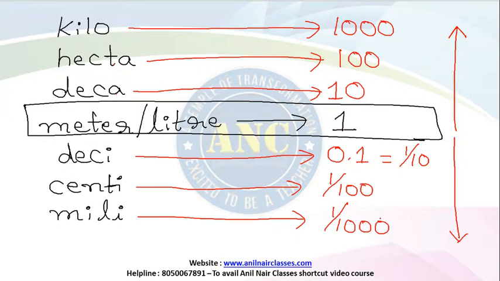Similarly, if I want to move downward, 1 is considered as the base value. Deci is nothing but 1 by 10. Centi is nothing but 1 by 100. Milli is nothing but 1 by 1000. Now, you might ask me a question, sir, can you explain with some example?